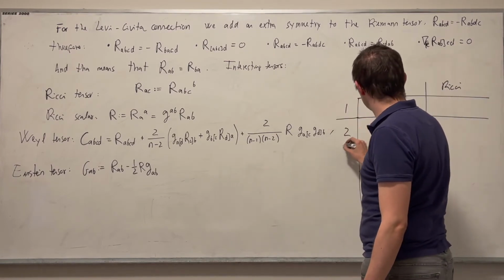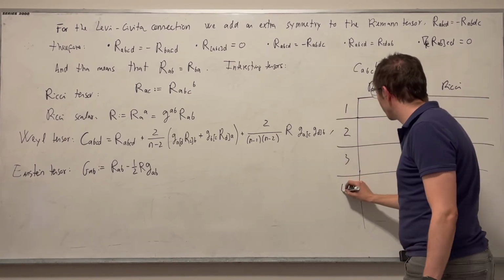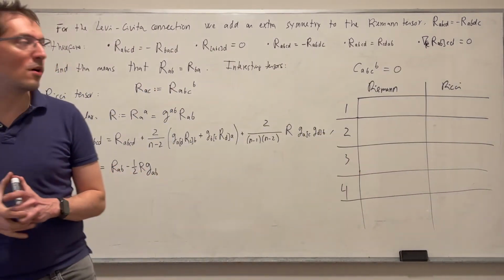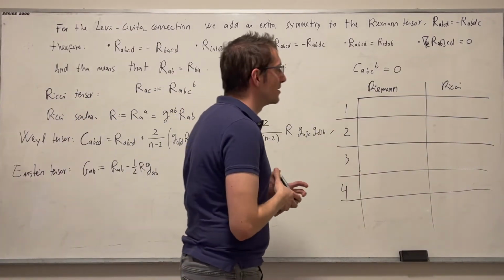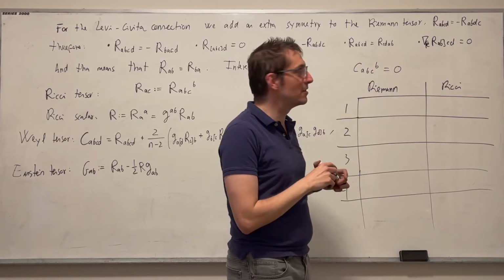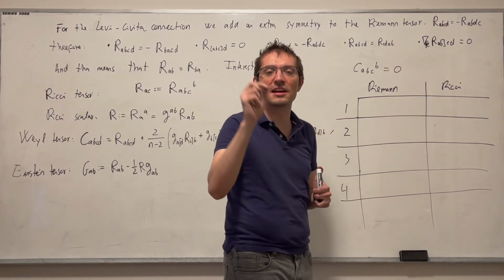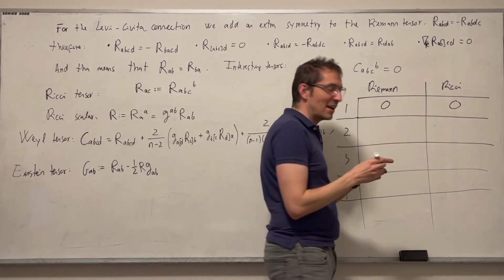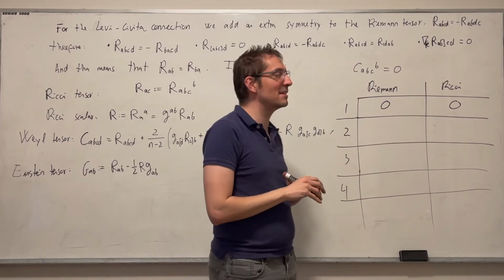So I'm going to go dimension 1, dimension 2, dimension 3, dimension 4. Let's start with dimension 1. Dimension 1 is trivial. There's no notion of curvature. You can prove that to satisfy all these symmetries, the only possibility is that all the entries of the Riemann are exactly 0. So 0 degrees of freedom, 0 algebraically independent components for both the Riemann and the Ricci.